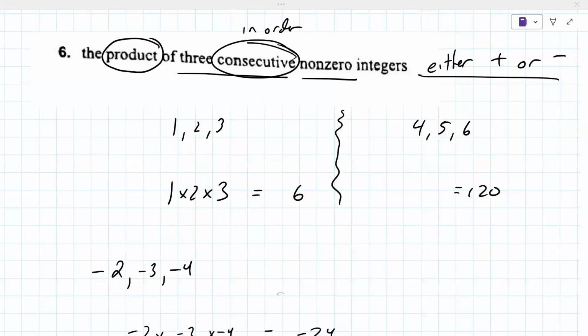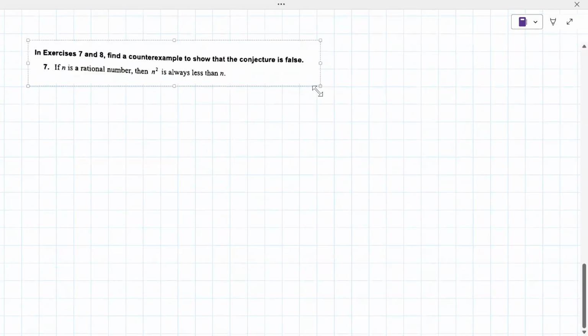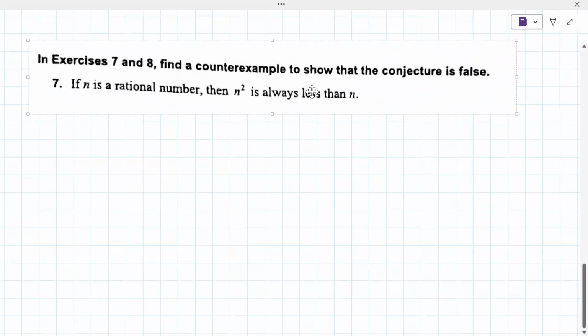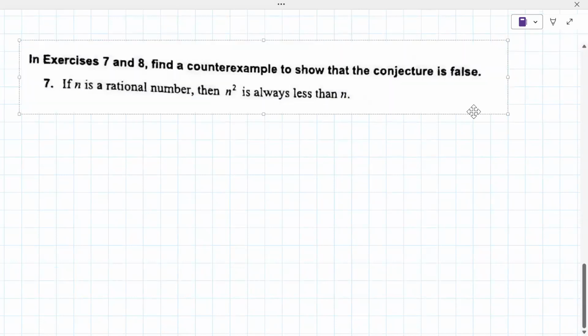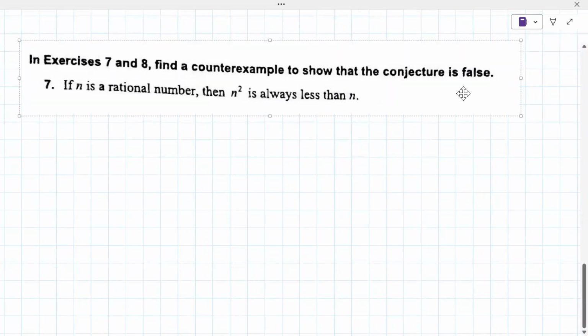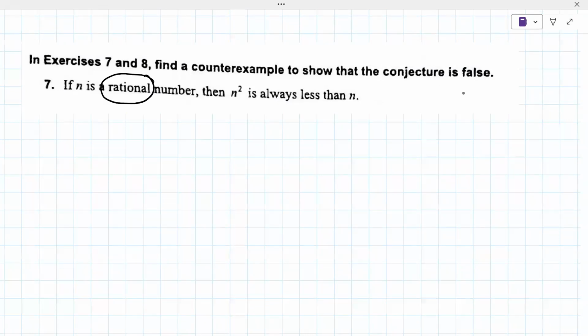All right, let's try number 7 here. This is more logic. I mean, this isn't really geometry, truthfully. This is more of what you see in a logic or a proofs class, but they kind of throw it in here. And you're probably figuring out there's a lot of vocabulary. So, all right. If n is a rational number, any idea what the word rational means?